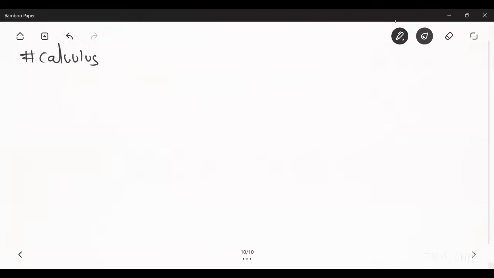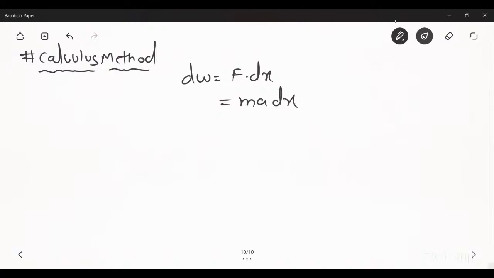Calculus method. Consider the same condition, when a body is initially at rest and, on applying the force, it will move with the velocity v. The work done in moving a small distance dx is equal to F into dx. We know that F is equal to ma, and acceleration is change in velocity upon time, so dv by dt into dx. Now dx by dt is change in displacement upon time, that is the small displacement dx, so dx by dt is equal to v. So mv dv equal to dW.